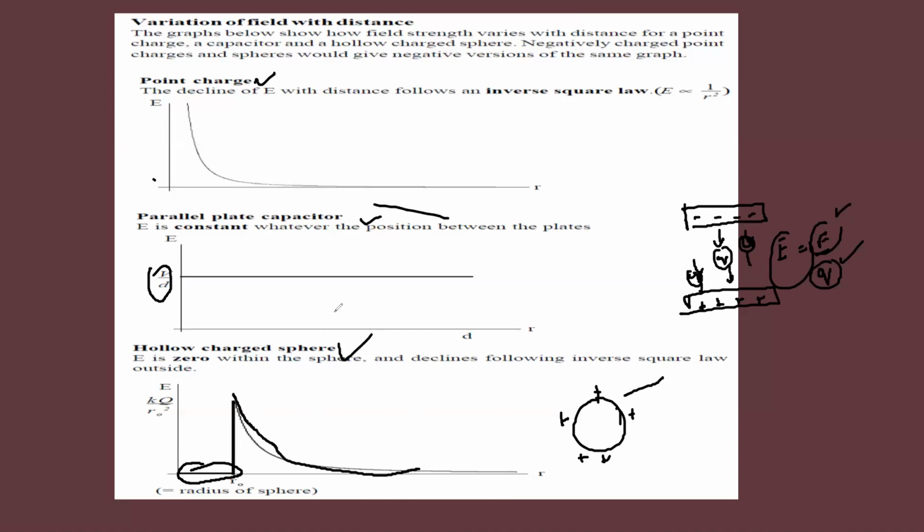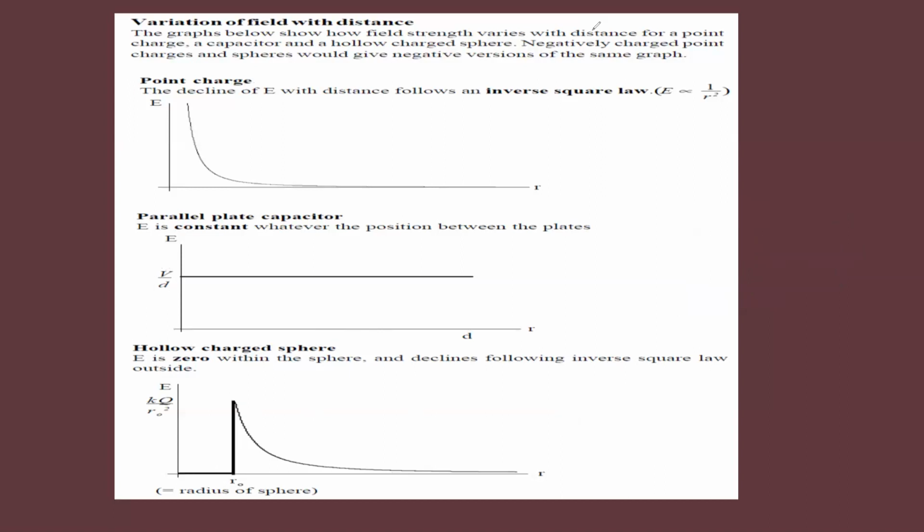So these are the three shapes of electric field which you will observe if there is a point charge, if there is a parallel plate capacitor, or two metal plates, and if there is a hollow charged sphere. Copy this, sketch the graph.